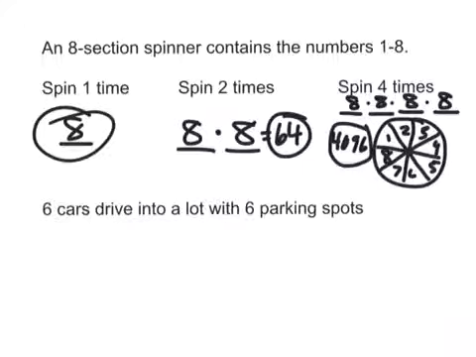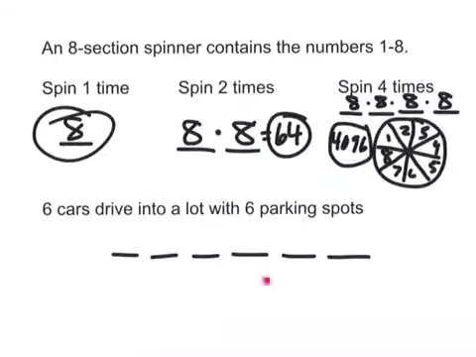This next question is unrelated to the spinner. It just says 6 cars drive into a lot with 6 parking spots. Well, if we can visualize the 6 parking spots like so, this problem is actually a little bit different than the previous problem. Notice that in the previous problem, after I spun one time, let's say I spun and I got a 4, the next spin I still had 8 outcomes because I could have spun the 4 again.